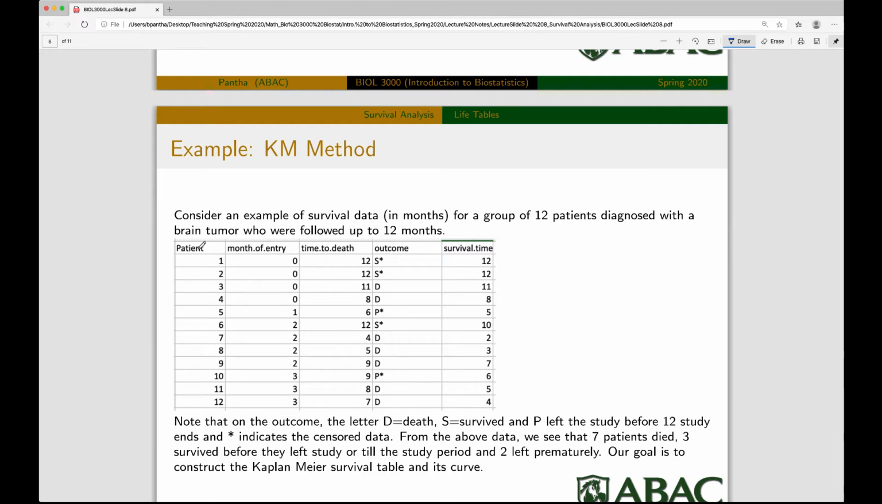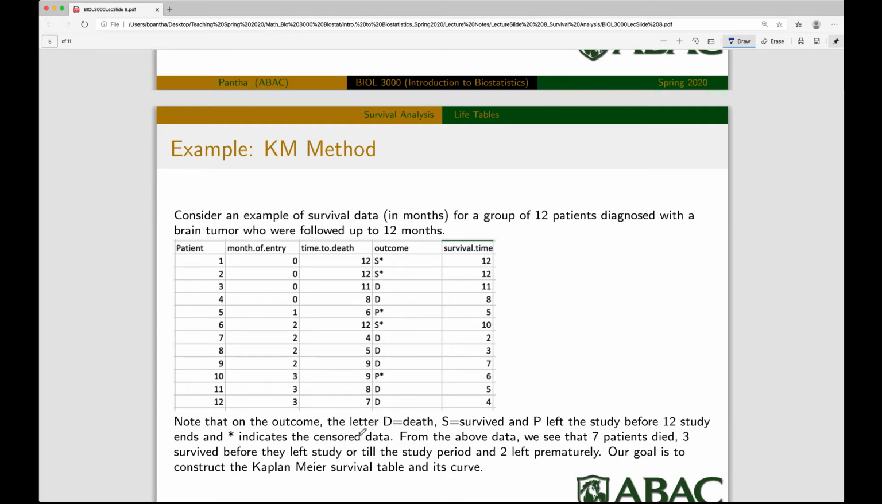So patient number 1, month of entry, started the study from month 0. Time to death is 12. So he actually survived the 12 months, right? S star means it is censored data. Survived, but star means he survived till the end, so he did not die and did not drop out of the study either. So the total survival time is 12, and so on.